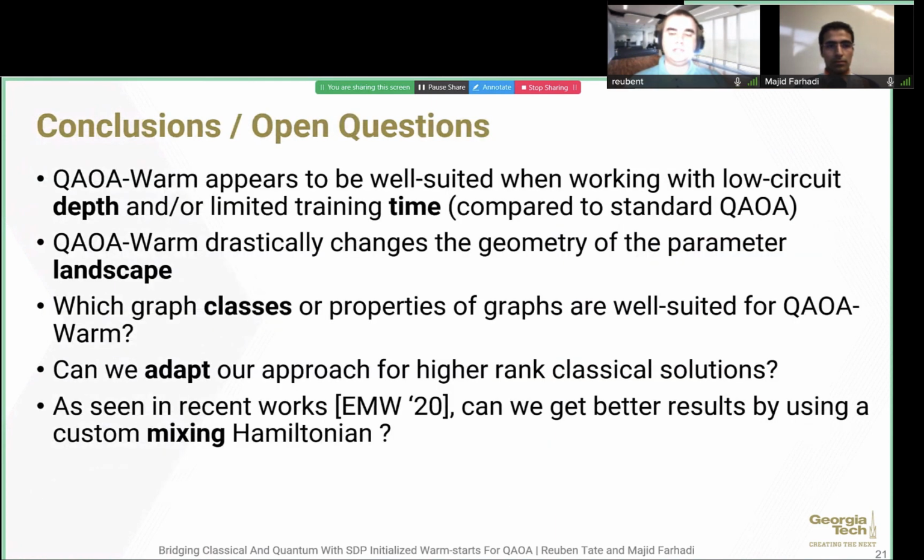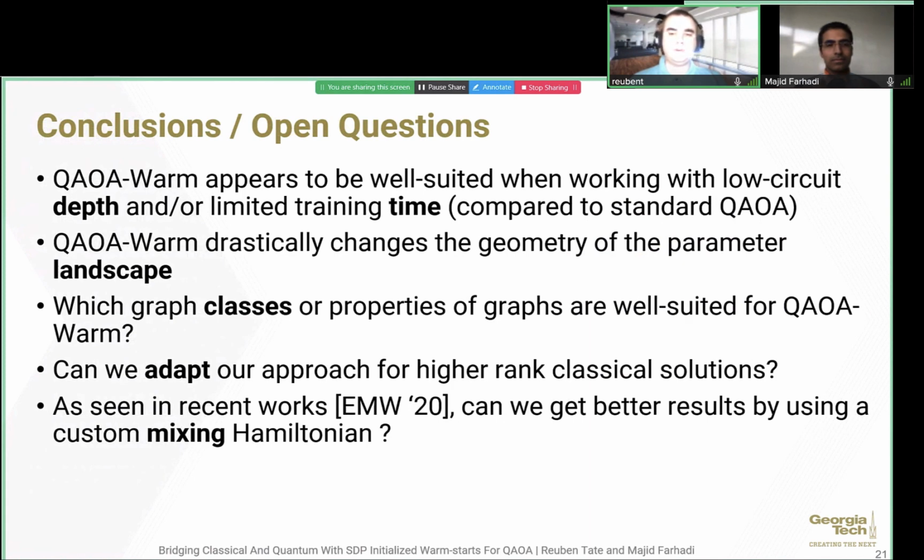We end with our conclusions and some open questions. First, QAOA-Warm appears to be well suited when working with low circuit depth and/or limited training time compared to standard QAOA. Additionally, QAOA-Warm drastically changes the shape of the parameter landscape, which has the potential to be further exploited. In terms of open questions, one might ask which graph classes or properties of graphs are well suited for QAOA-Warm. One might also wonder if our approach can be adapted for higher rank solutions beyond rank 2 or rank 3.